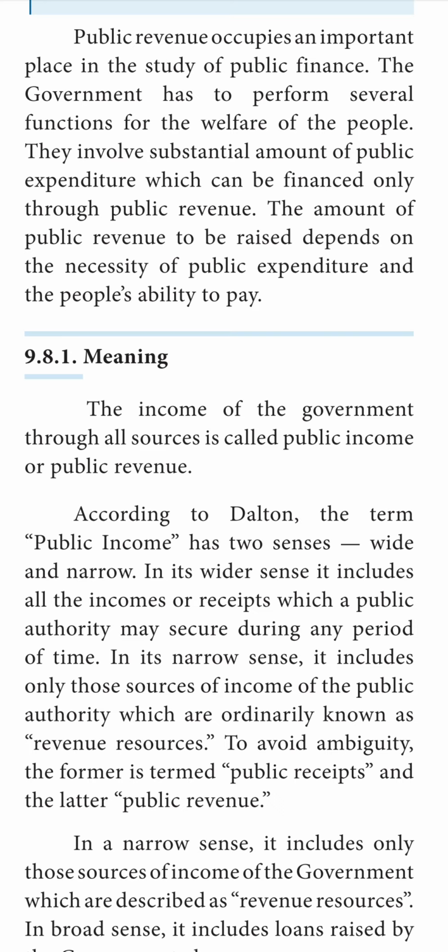Public receipts, that means everything, includes tax as well as what we get from government authorities, like hospitals, schools, transport services, and industries run by the government. The income from everything also comes there, as well as loans from outside and inside the country, in the wider sense. In the narrow sense, what we receive as tax and so on, where the loan is not included, is called public revenue.